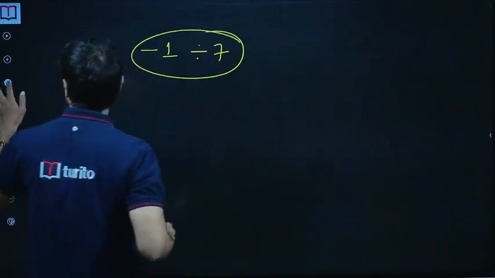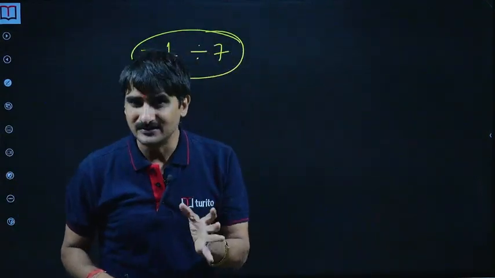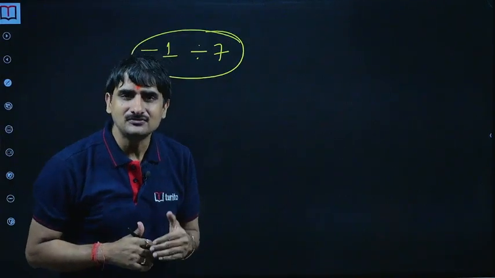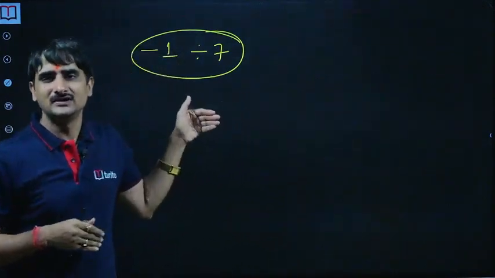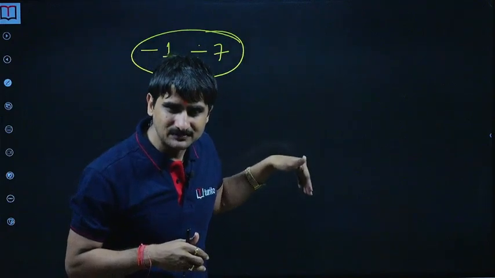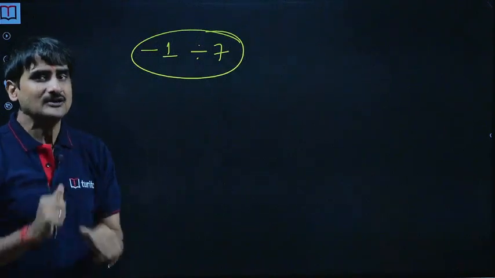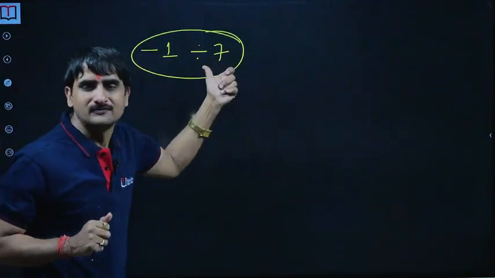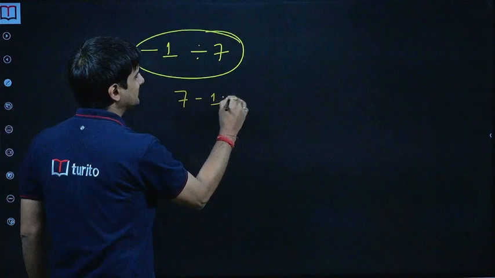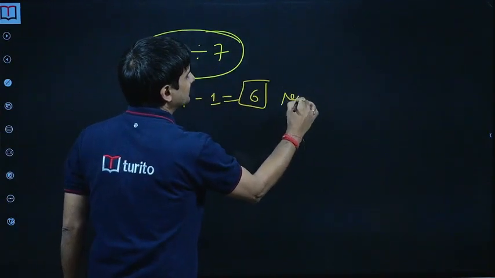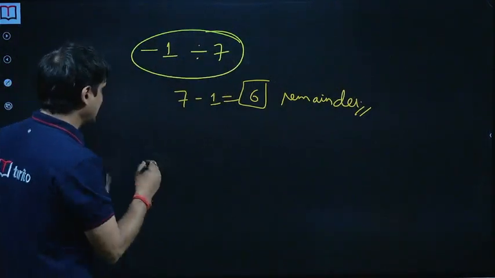Now that's again an interesting case. If the dividend is negative and you have to find the remainder, what you have to do is count in the multiples of that divisor and add to the dividend the multiple of the divisor which is just larger than the dividend magnitude wise. So magnitude wise this is 1. The first multiple of the divisor is 7, which is larger than it. So 7 minus 1 is equal to 6. That's the remainder.